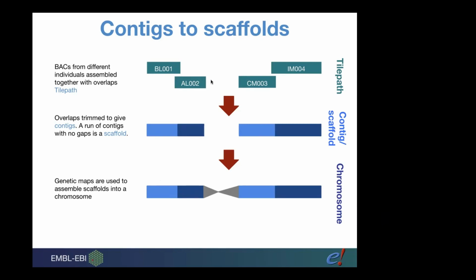And then the BAC clones with trimmed overlaps are called contigs. So contigs here are shown as these different blocks of different shades of blue. And then a set of contigs stuck together with gaps is called a scaffold. So here we have one scaffold, and then finally the scaffolds are assembled into a chromosome.